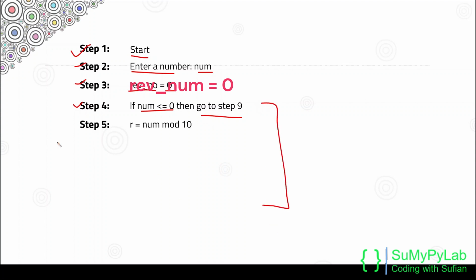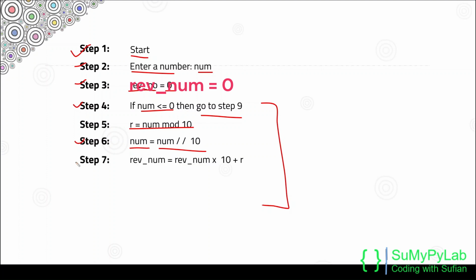Step 5. Divide num by 10 and assign the remainder to a variable r. Step 6. Divide num by 10 and assign the integer part of the quotient to the variable num again. Step 7. Add r to the multiple of rev_num and 10 and assign it to rev_num again.